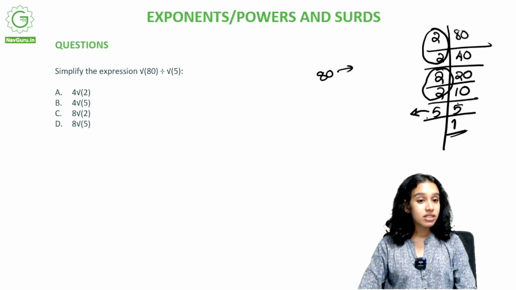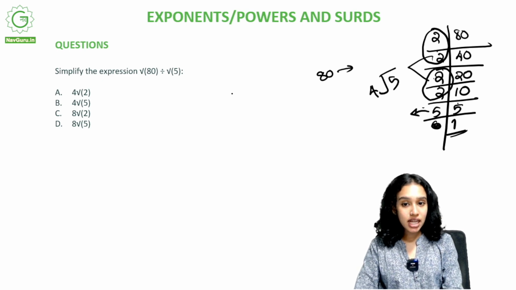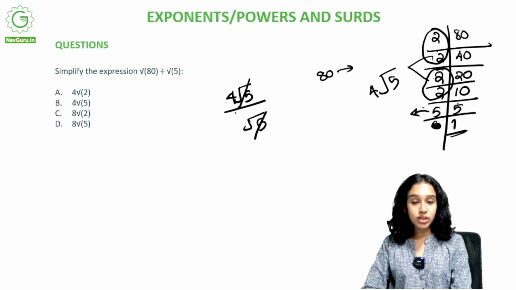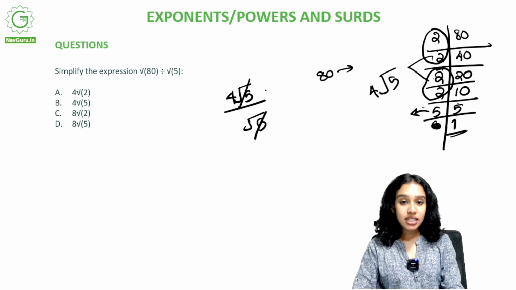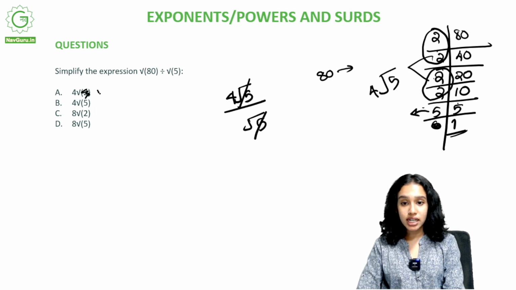and we got a 5 which is standing out. So, we could actually take these two, right? These 2 times 2 is 4, and this 5 stays as root 5 because it doesn't have a pair. So, root 80 could be written as 4 root 5 divided by root 5. So, we could cancel out both of the root 5s and we get the answer as 4. 4 is the right answer.